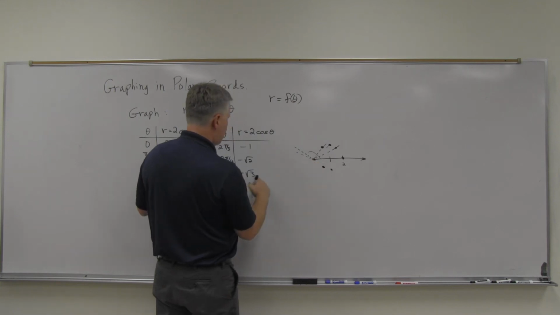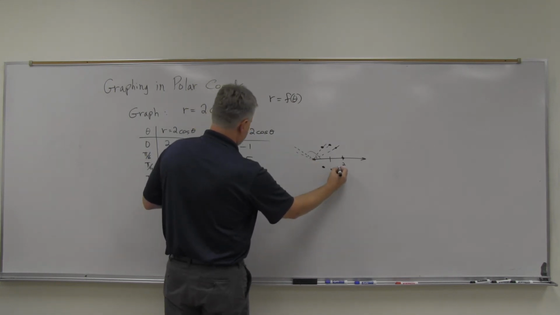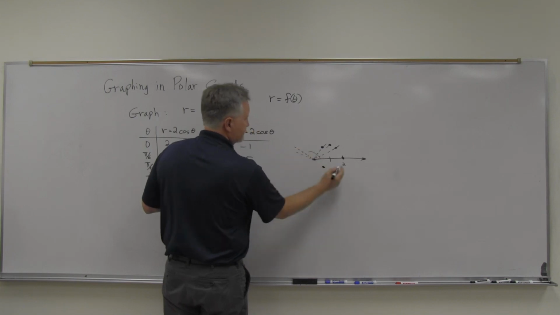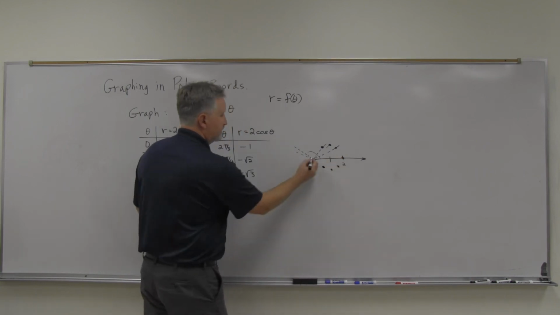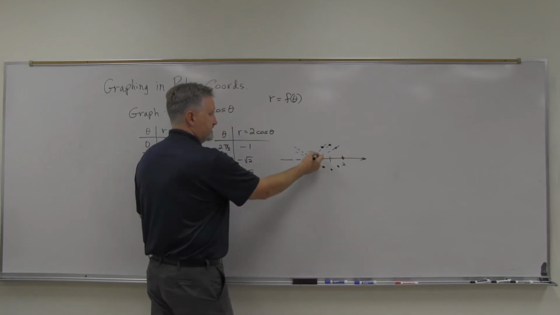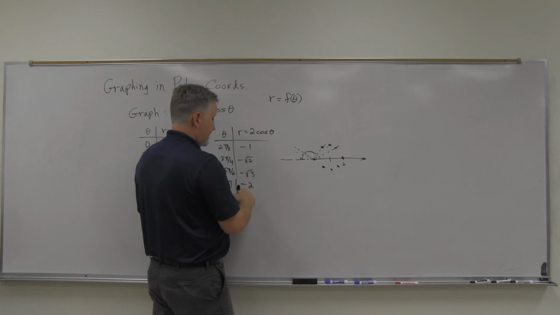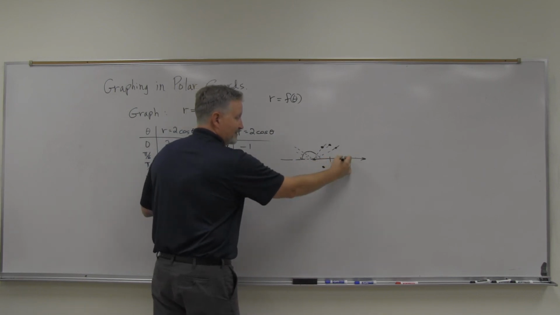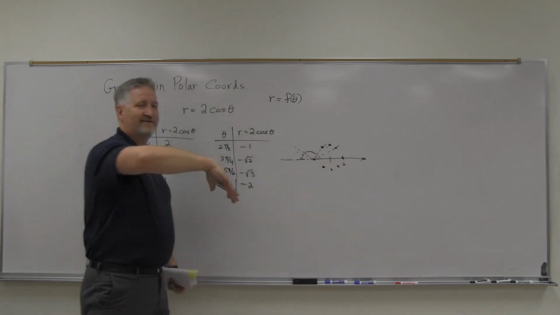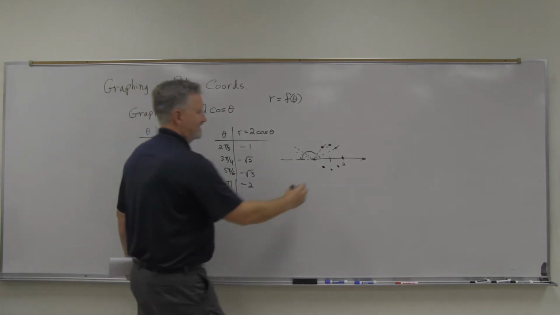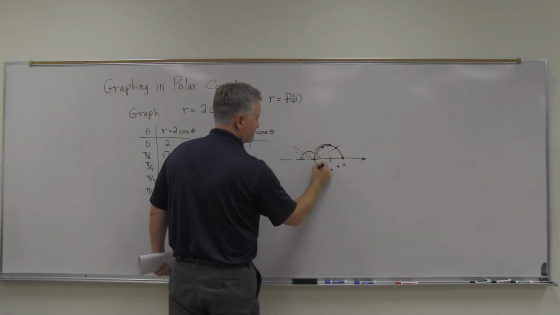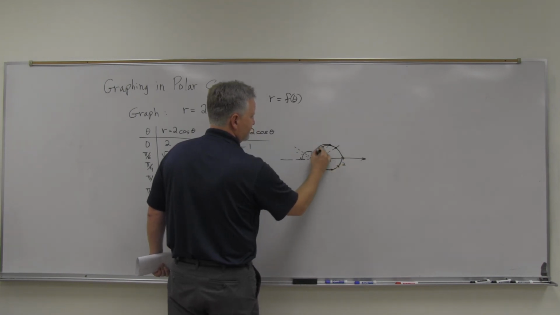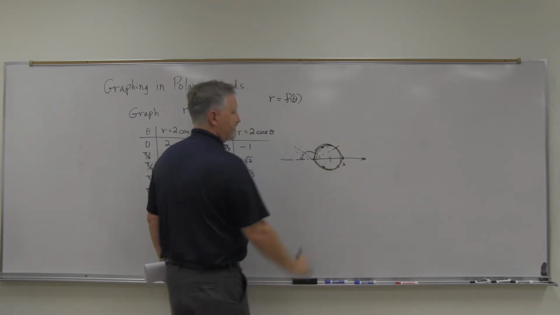And then 5 pi over 6. It's almost pi, but not quite, it's 0.7. And then at pi, which is this angle, I'm at -2. So I go back 2, so I'm back here. So I've completed the circle here, you see? Kind of interesting. It is supposed to be a circle, by the way.